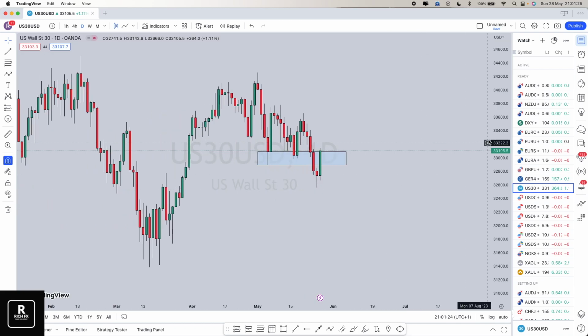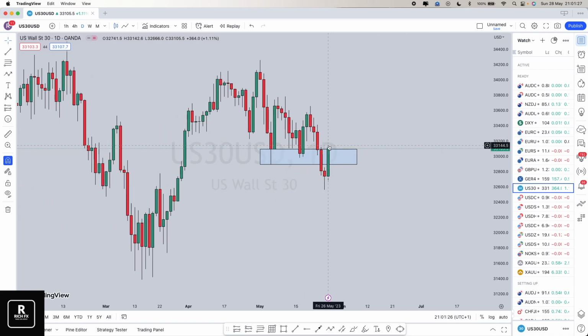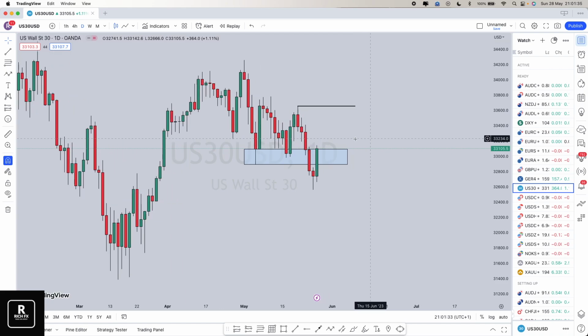This one's a good one. Same as GBP USD, basically. First retracement candle. I'm still looking for another retracement candle. Once we get that second retracement candle, as long as price doesn't break this high over here, we're good.